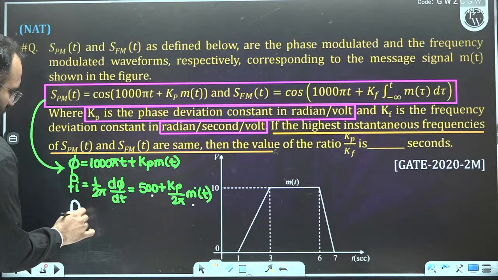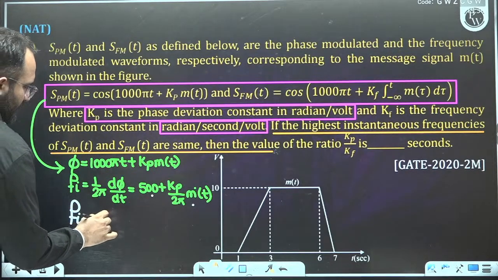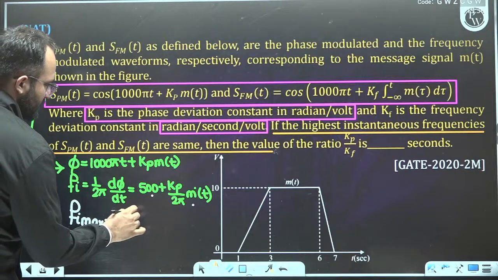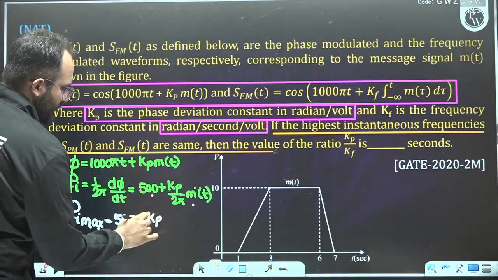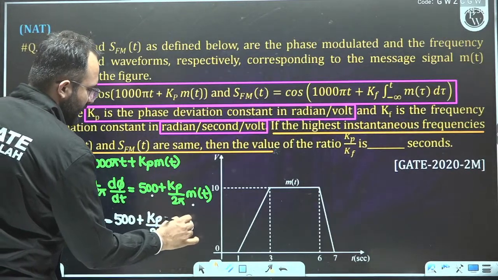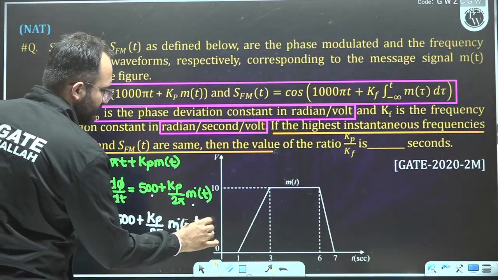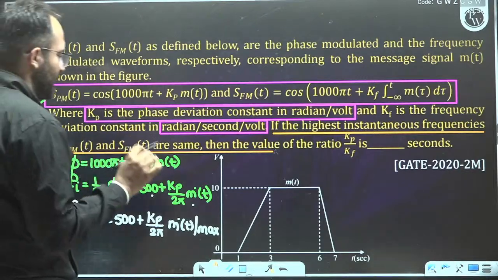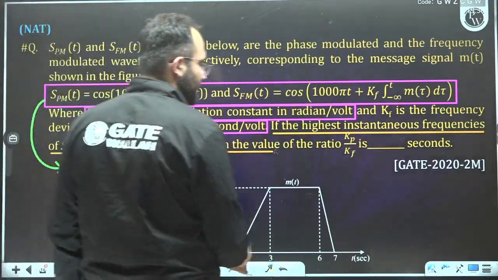So this will become 500 plus Kp upon 2 pi m dash t maximum. So the maximum of the derivative of m(t) is what we need.